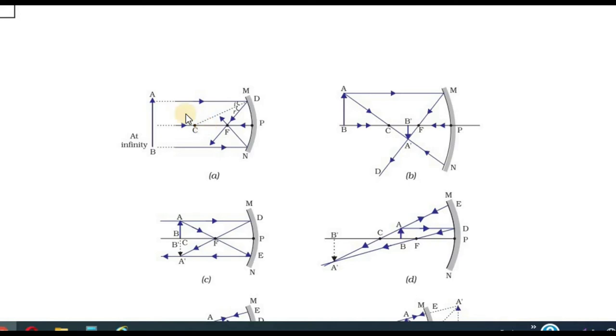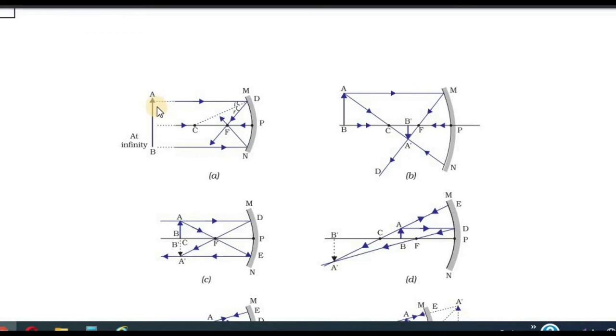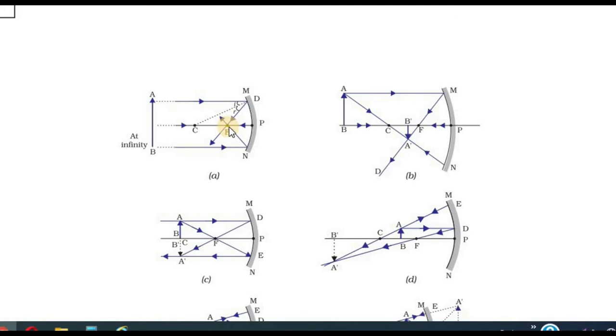So if the object is placed at infinity, how can we draw the ray diagram? See, a light ray is traveling parallel to the principal axis. After reflection, it has to go through the focus. Then another light ray also parallel to the principal axis, after reflection, both of them intersect at the focus, and we will have the image at the focus. We have the image of an object at the point where the intersection of the reflected rays happens. We get the image at the point of intersection of the reflected rays.